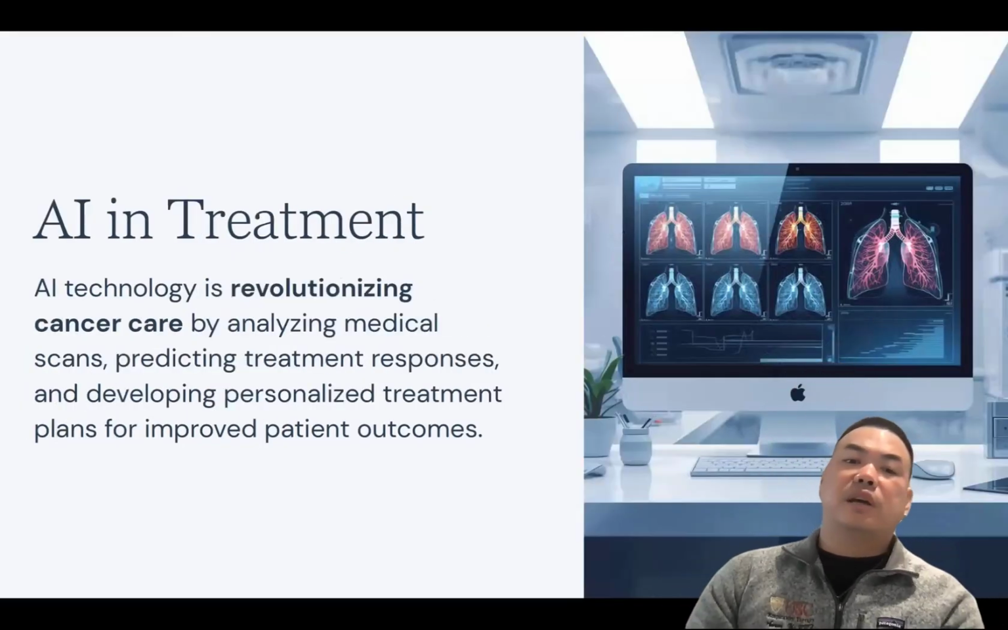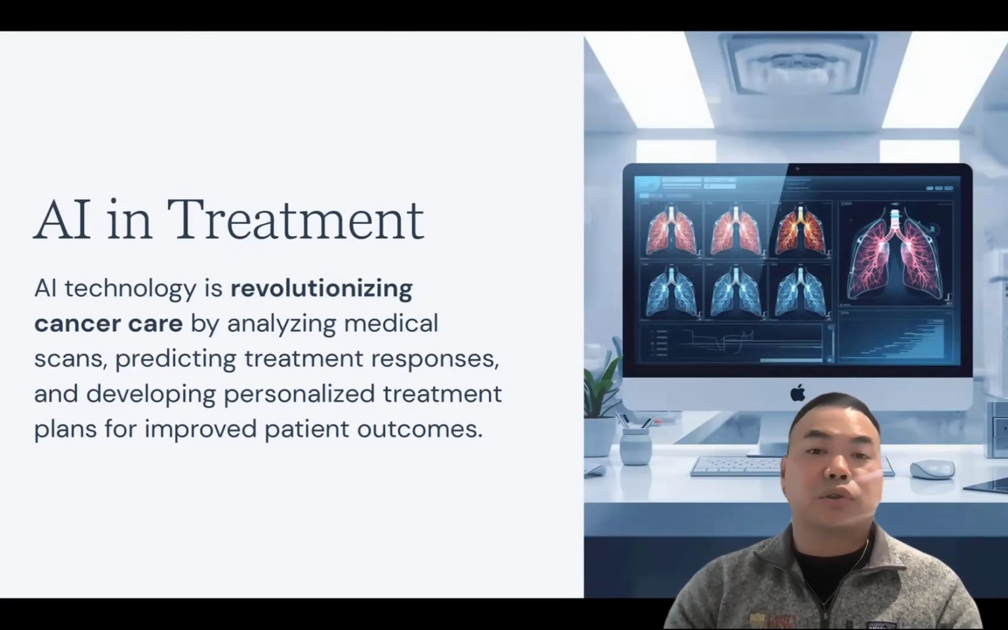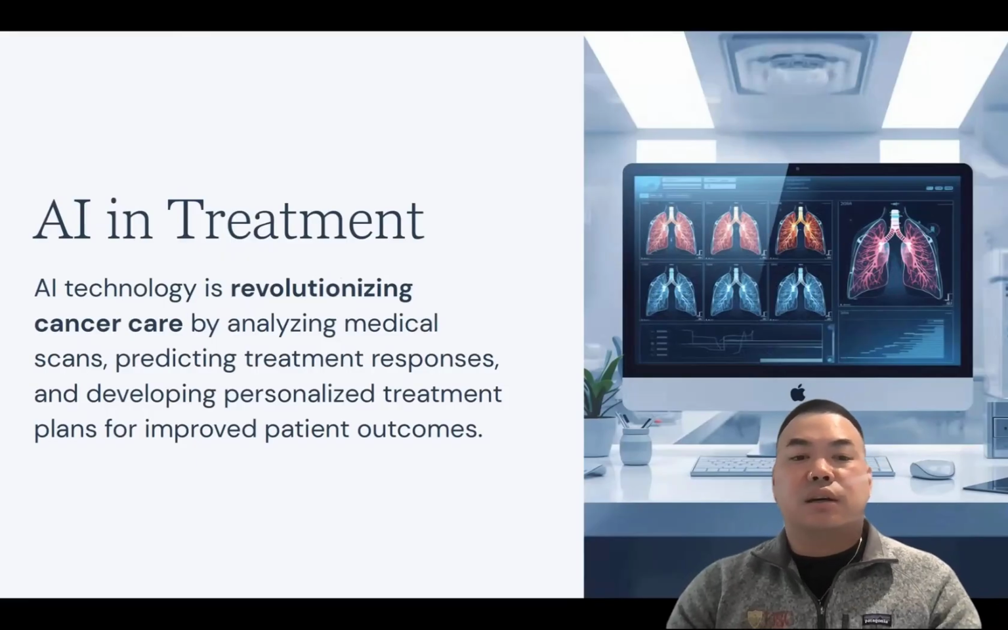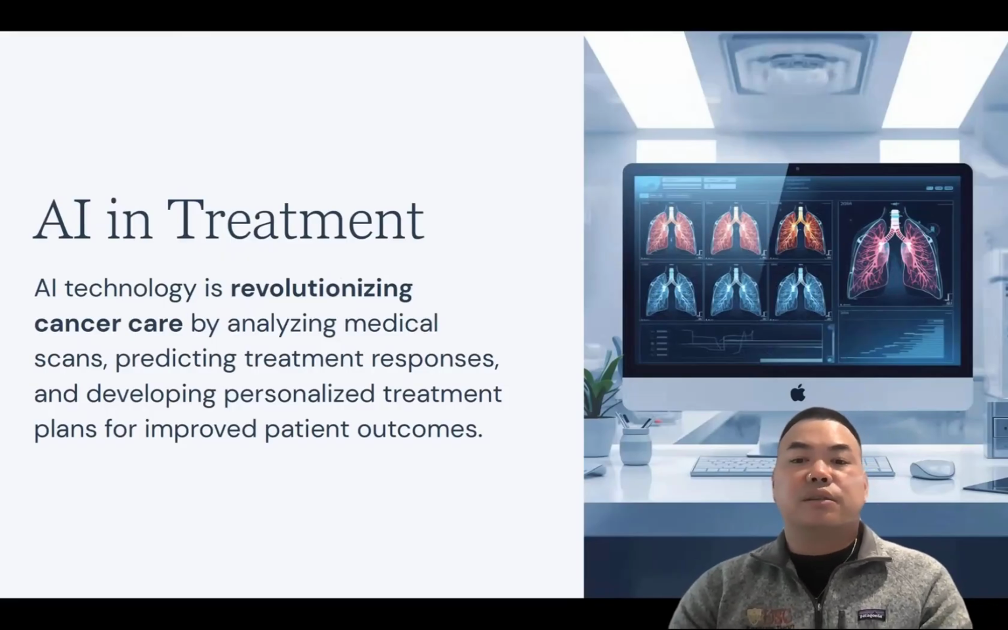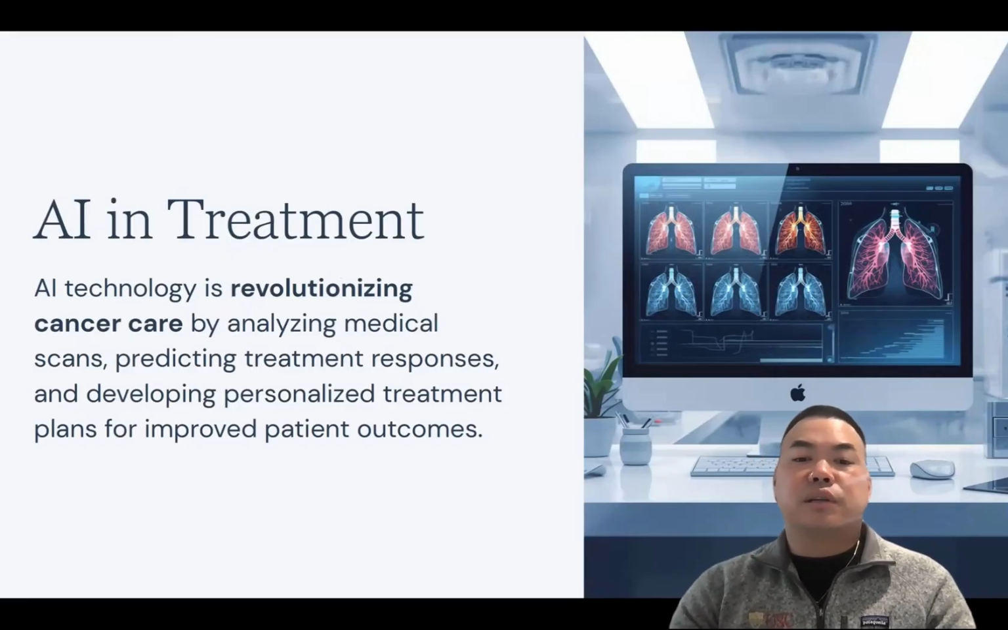AI and treatment. AI is huge. As a respiratory therapist who's been doing this for almost 13 years, I've seen AI step in over the last few years. It can help us read scans more quickly and sometimes more accurately than therapists themselves. It predicts which treatments patients are more likely to respond to or not. It also helps build personalized treatment plans, and it can even help detect cancer coming back sooner.